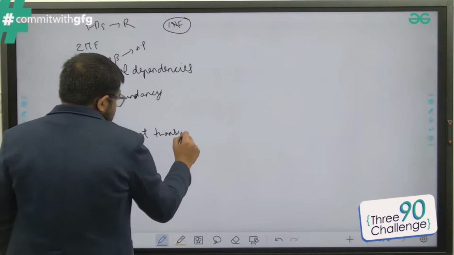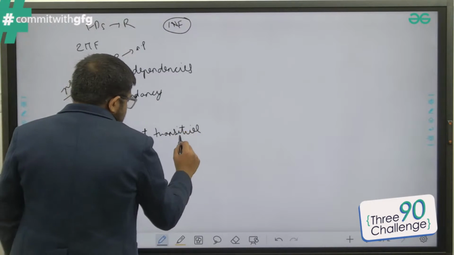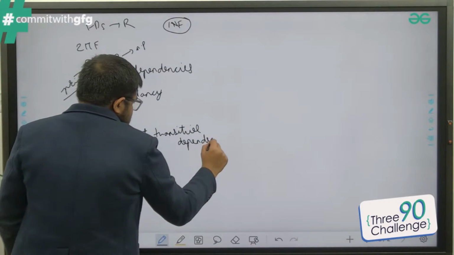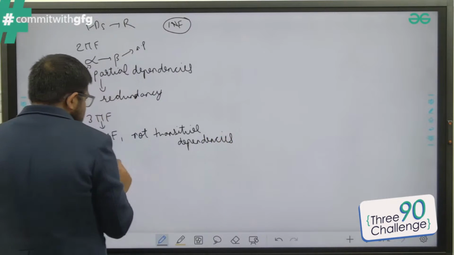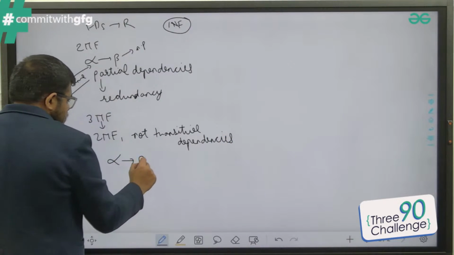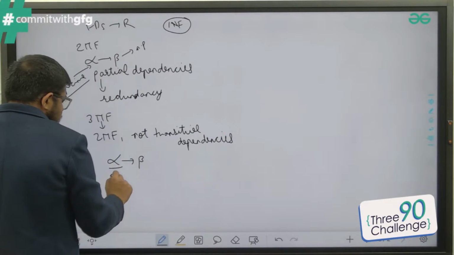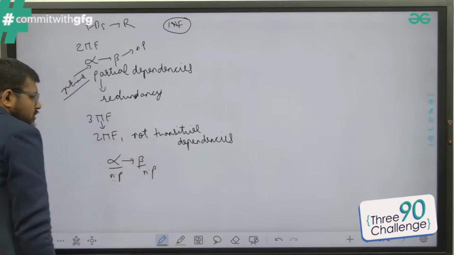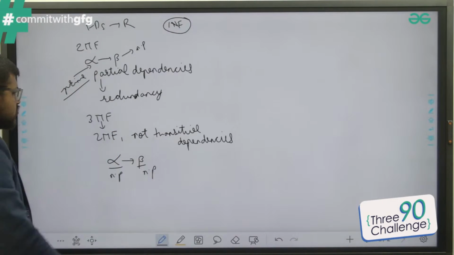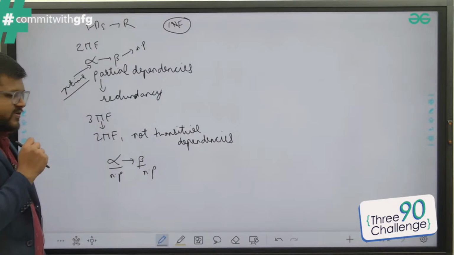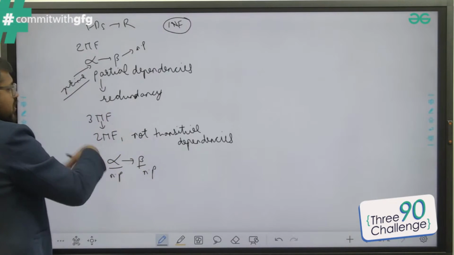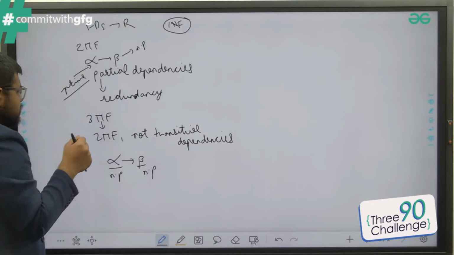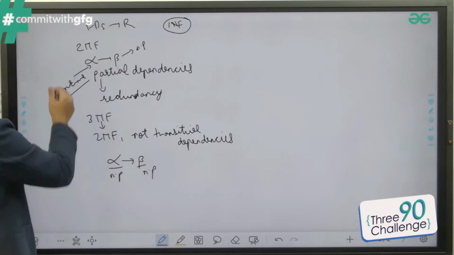Not transitive dependencies. What are transitive dependencies? If there is a functional dependency alpha to beta, and if alpha is a non-prime attribute and beta is also a non-prime attribute, then this is called a transitive dependency. So there should be no functional dependencies like this. Okay. Due to this also, what happens? Redundancy occurs.